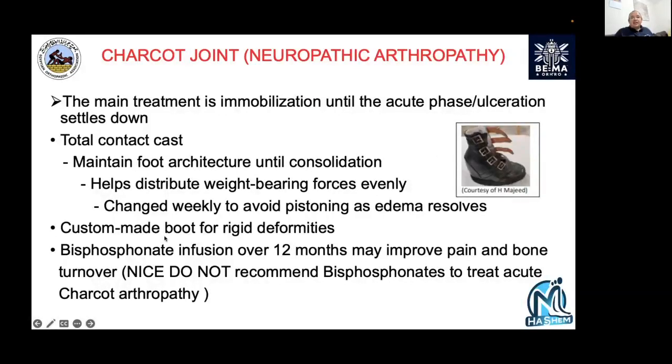As I told you, the evidence is starting to support this, because the pathology starts from abnormal osteoclast activity. So some advocate bisphosphonate infusion over 12 months, and suppose that this improves pain and bone turnover, but this is not yet a firm recommendation or guideline.